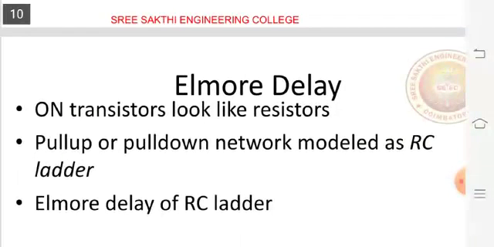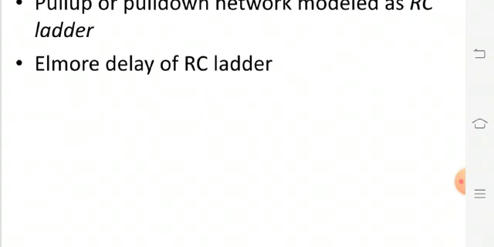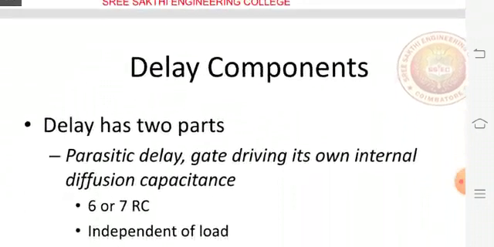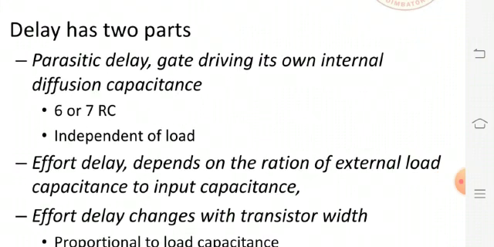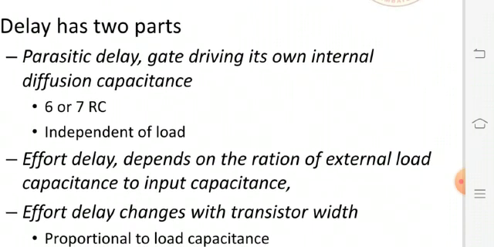Next one is Elmore delay. Transistors look like resistors, and the pull up and pull down networks are modeled as an RC ladder. Elmore delay of an RC ladder. Next one is delay components. Delay has two parts: parasitic delay, the gate driving its own internal diffusion capacitance, which is 6 or 7 RC and independent of load. Effort delay depends on the ratio of external load capacitance to input capacitance.